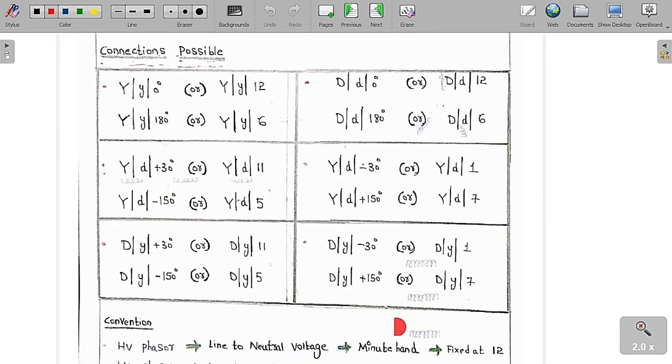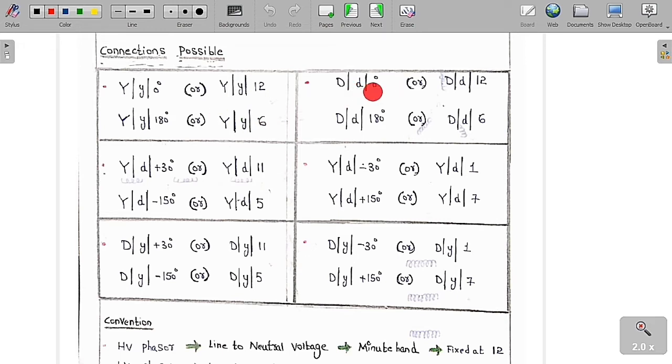So this table is very much important. You have to remember this table. These are the only types of connections which are possible. In a star-star connection, you can get either 0 degree or 180 degree. 0 degree is also called 12 o'clock, and 180 degree is called 6 o'clock. So this is 12 o'clock and this is 6 o'clock.